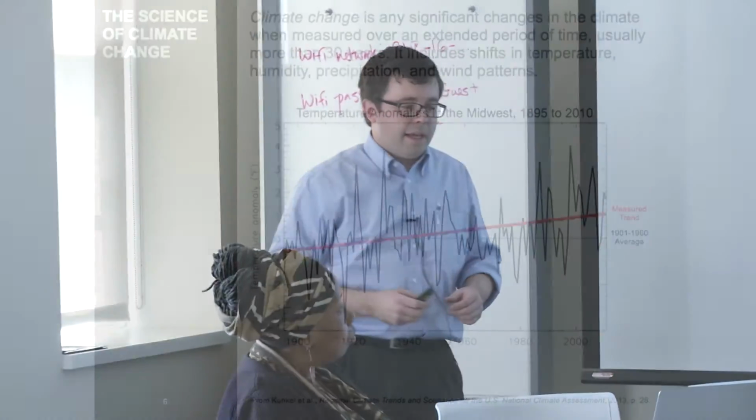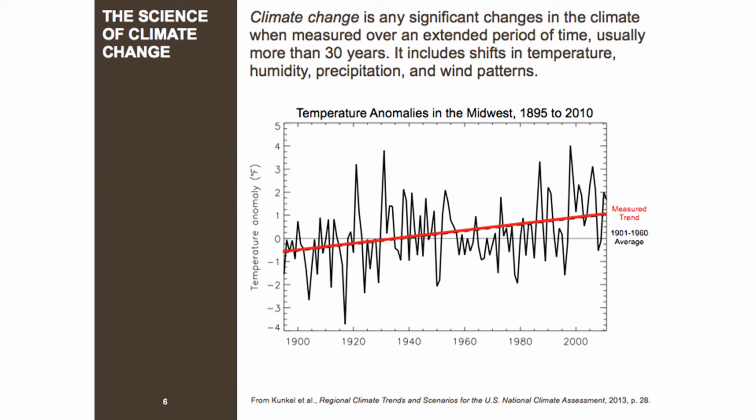So climate change then is any significant change in the climate when measured over an extended period of time. And usually, like I said, it's more than 30 years. And those climate changes, those local effects, are the changes in the temperature, the humidity, our rainfall and precipitation, and wind patterns that we have in a location.